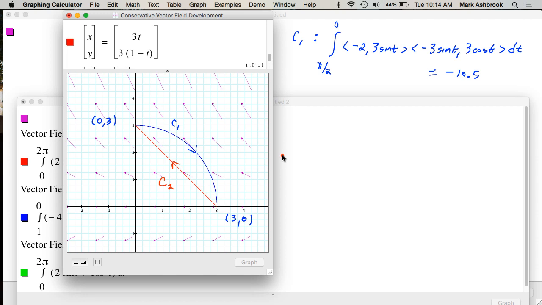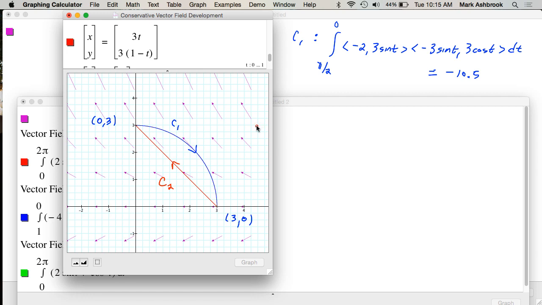I'm done. Anybody else done? Raise your hand if you're done. Tell me your name again. I forgot your name. Will. What is it? The question is find the work from 3, 0 to 0, 3 along C2. Charlie. Positive 10.5, right? Because we're in a conservative vector field and it would make a closed loop.